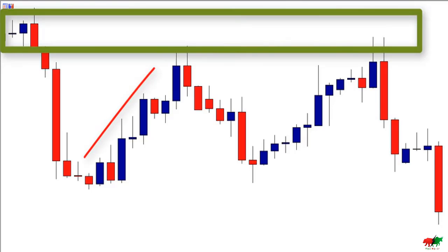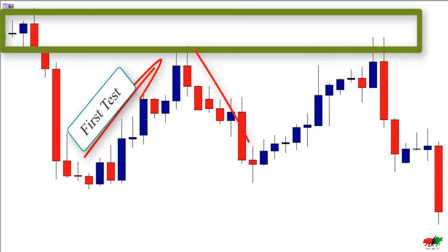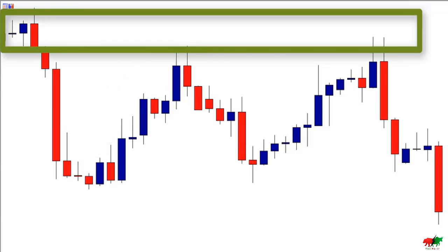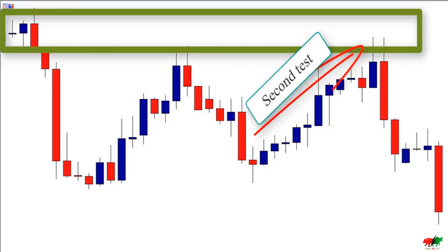After this retracement, the market was rejected and price went down. So this is the first test. So right now the zone is tested for the first time. After this retracement, the market will test the zone for the second time, but it is still valid and tradable. But after this test, you should ignore this zone because it is no more fresh. Let me give you another example.